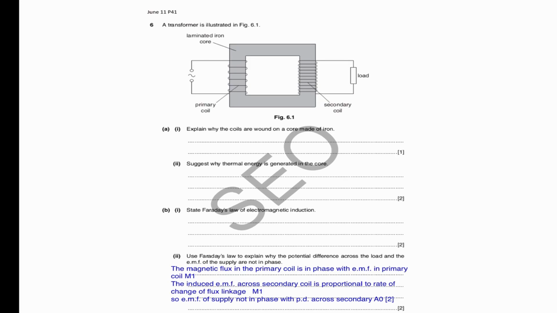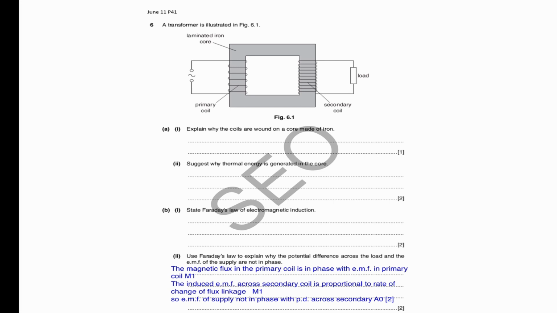And for this question, which is similar to the previous question we did, again I'm going to skip the A and the B part 1. I'm going to concentrate on B part 2, because even though this part is similar to the question we just did, here they want you to explain why the input PD and the output EMF are not in phase but using Faraday's law, not Lenz's law. So how do I use Faraday's law to explain that?